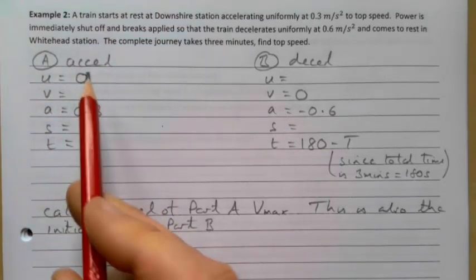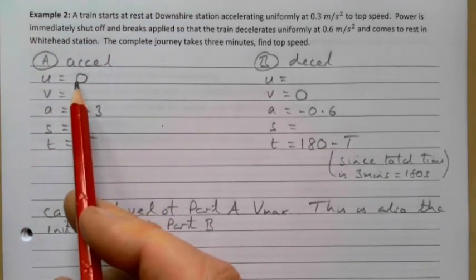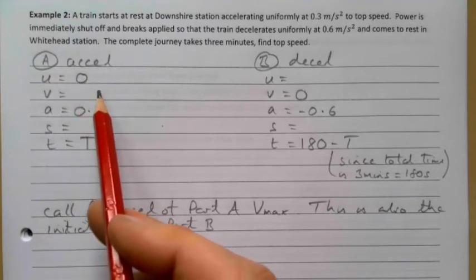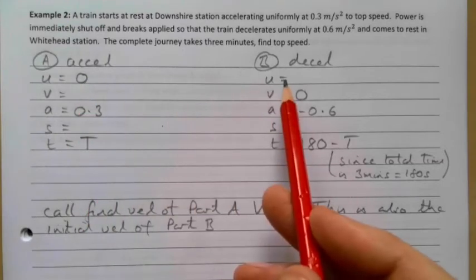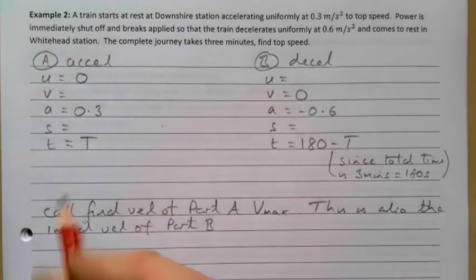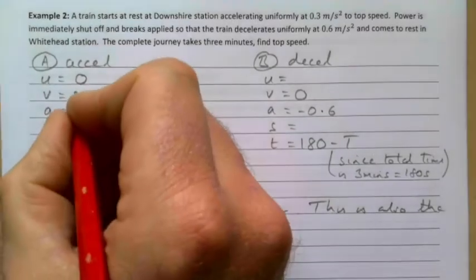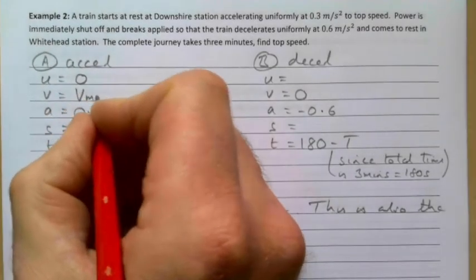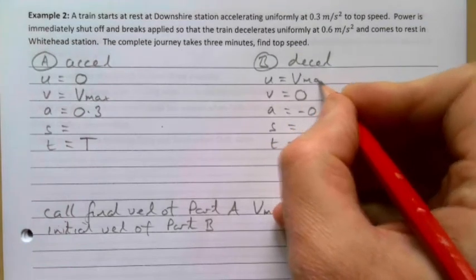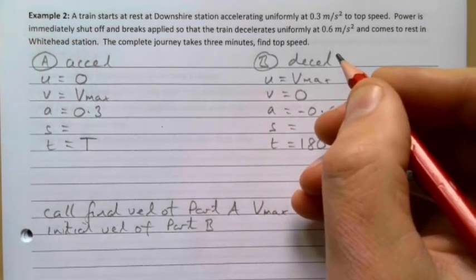So we knew this part is accelerating. It says it accelerates up, I haven't a clue what speed it ends up going at. Say it ends up going at 40, goes from 0 to 40, and then for this bit, the initial velocity is 40 and it's going down to 0. So if we know that, then we can put it in. I'm going to call this V max, and that means this here is also going to be V max.